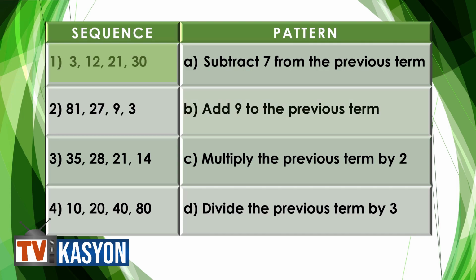It is the pattern in letter B. We add 9 to the previous term to get the succeeding term. 3 plus 9 gives us 12, 12 plus 9 gives us 21, and 21 plus 9 gives us 30. How about in number 2?